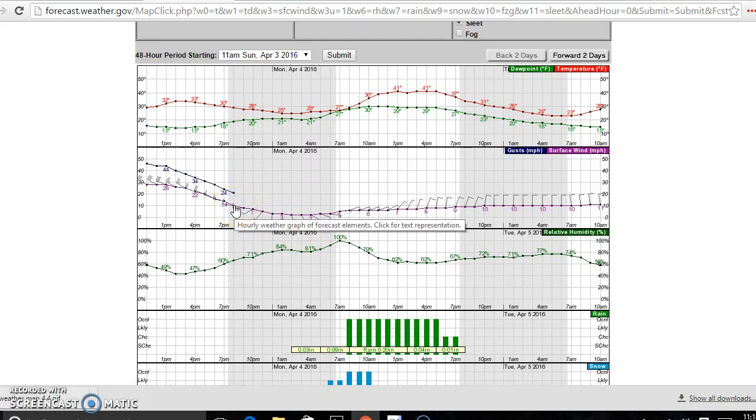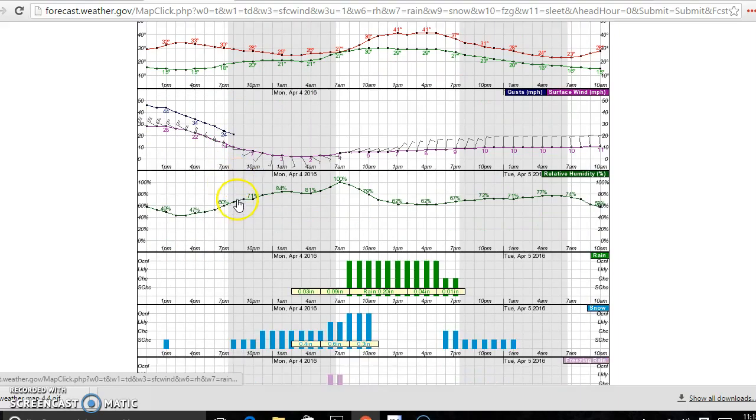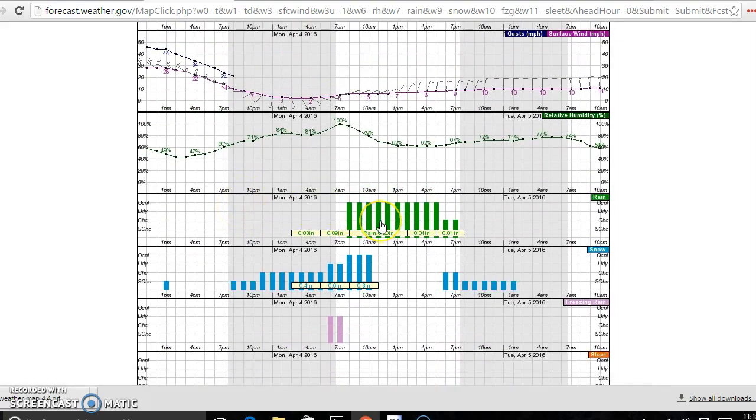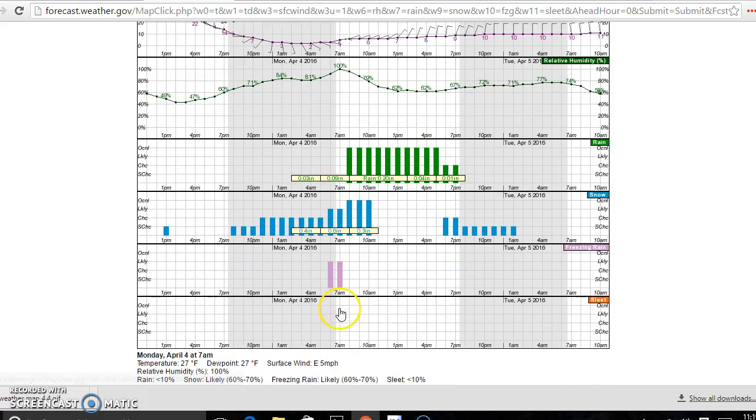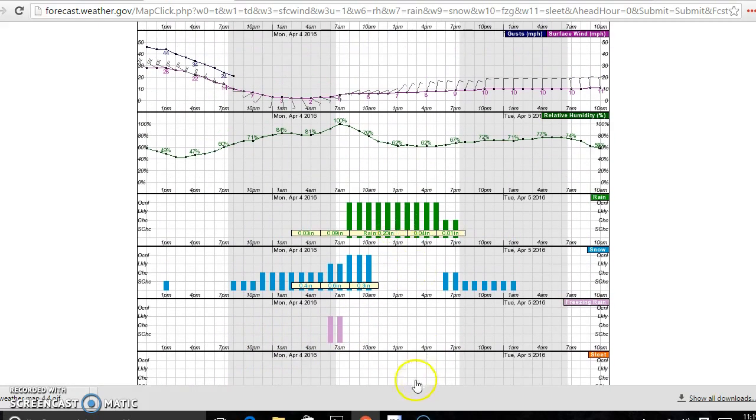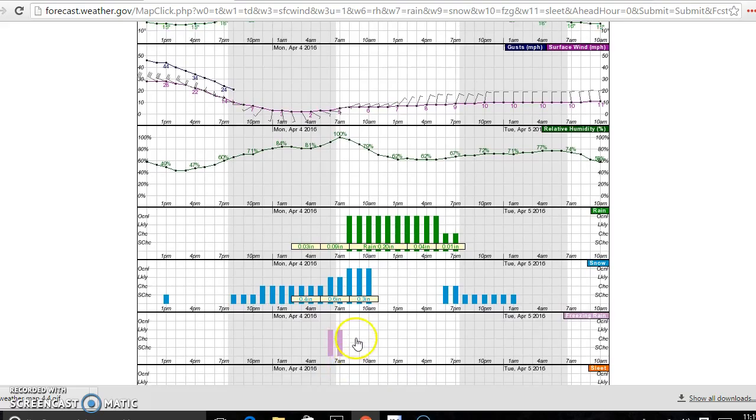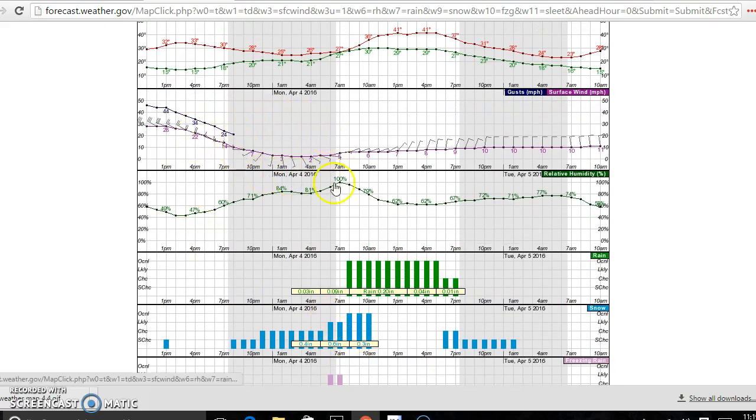We've had rain, we've had snow, we've had precipitation of some kind. And that's exactly what we're seeing in the data. Down here we've got a bar graph for rain, one for snow, and one for freezing rain. Doesn't look like there's any sleet in the forecast, but if there were, there'd be orange bars there. So right here indicates the passage of the front.